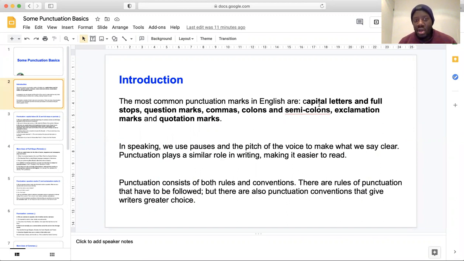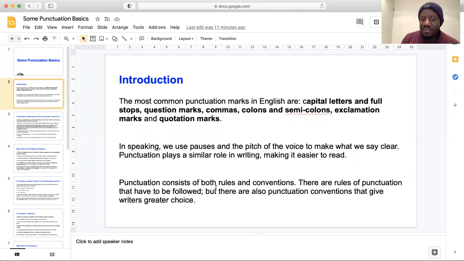capital letters and full stops, also known as periods in American English, question marks, commas, colons, and semicolons, exclamation marks, and question marks. Now, when we speak, we use pauses and the pitch of the voice to make what we say clear. For example, I can say, where are you going to? Or where are you going? And then my tone at the end of the sentence, which is elevated, makes you understand that I'm asking a question. Okay? Punctuation plays a similar role in writing, making it clear or easier to read.